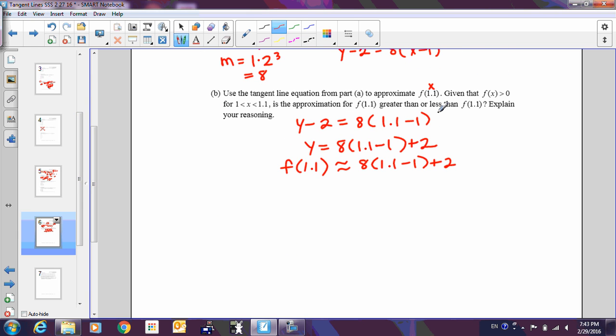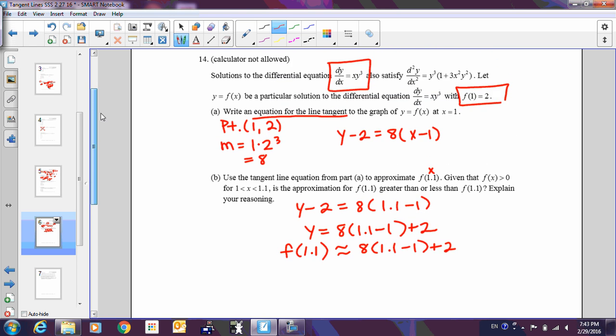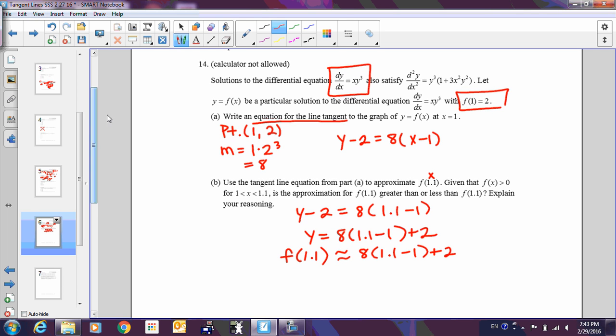Then we have to talk about, okay, is this approximation less than or greater than? This is where we have to know about concavity. If we look back up at the top, concavity has to do with the second derivative. So let's evaluate the second derivative at our point, 1 comma 2.